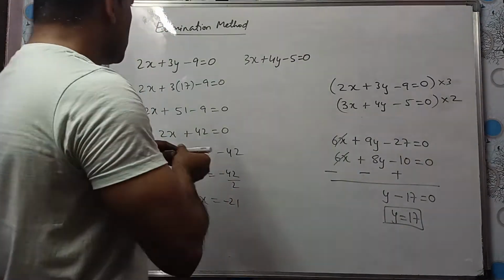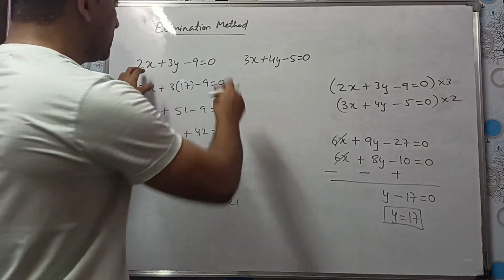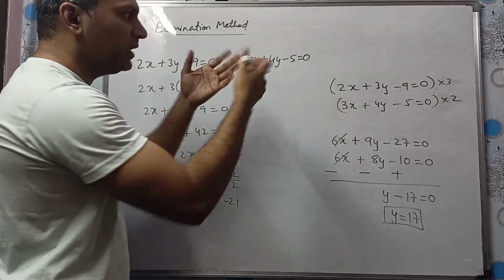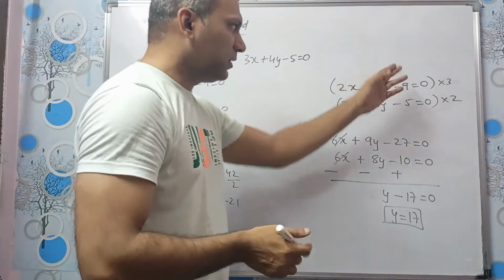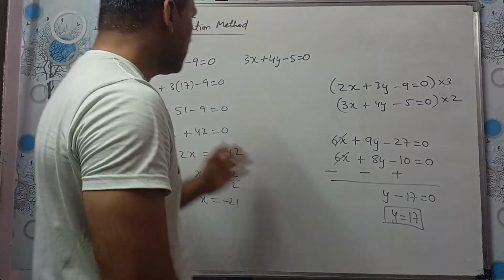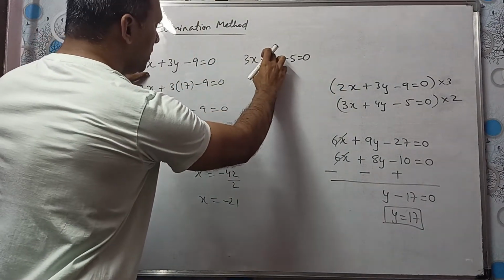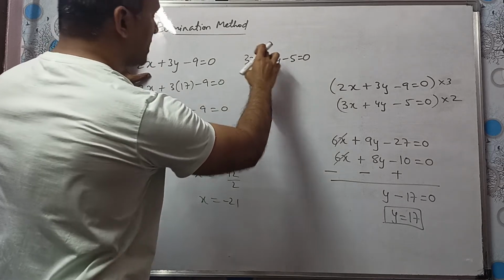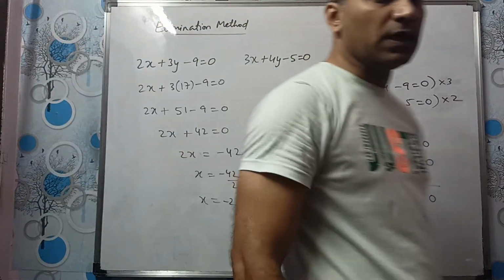Alright. So this is the elimination method. If the coefficients are not same, we should make the coefficients same. Okay. Like this. I hope this is clear. We will use the same example and learn what is the substitution method now.